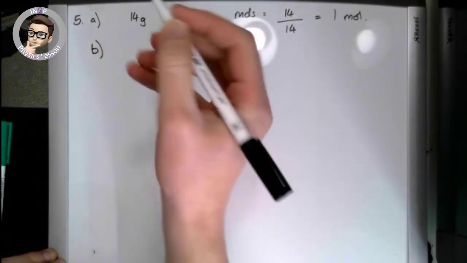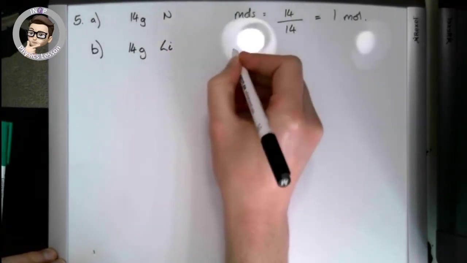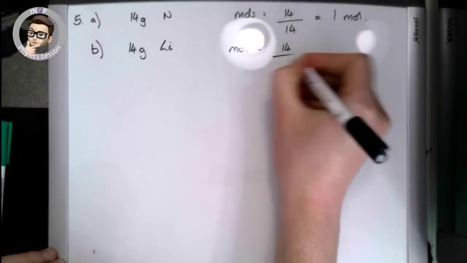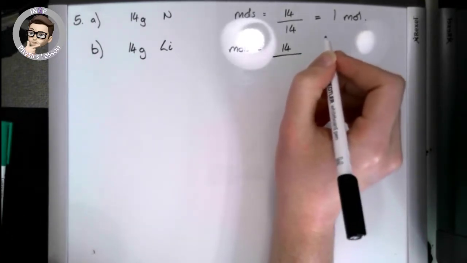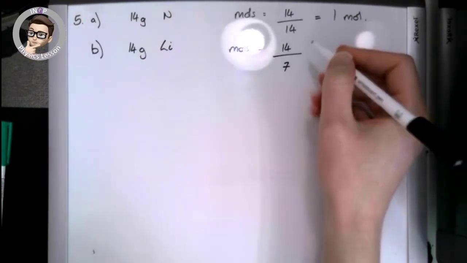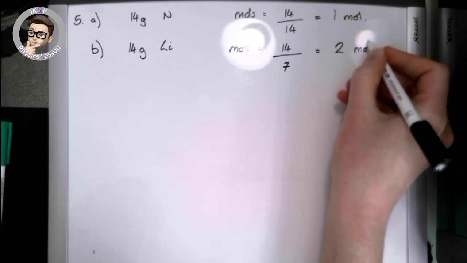Okay, part B. This time we're going for 14 grams of lithium. So the number of moles is going to be equal to the mass, 14, divided by the relative atomic mass of lithium, which is 7. Now, 14 over 7 is greater than 1, so this time we're actually going to have 2 moles of lithium.